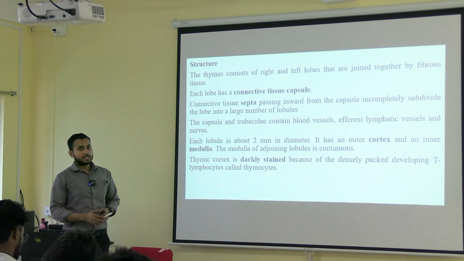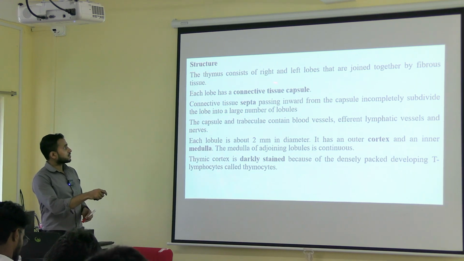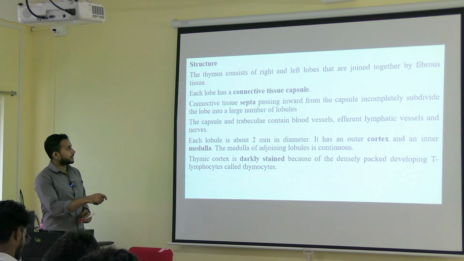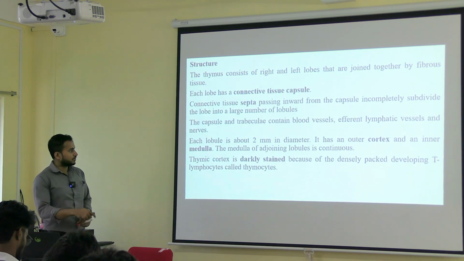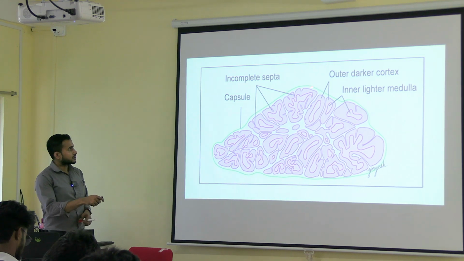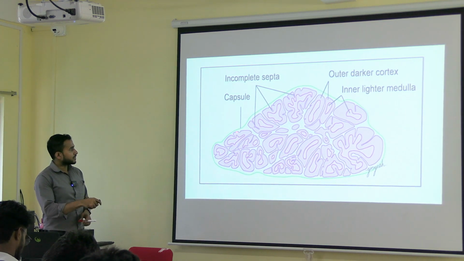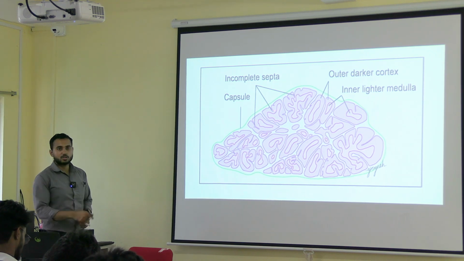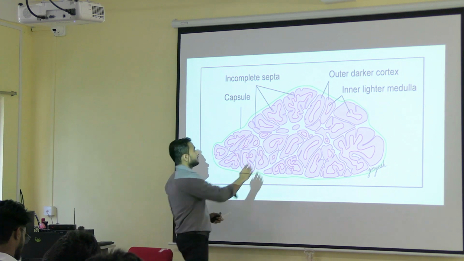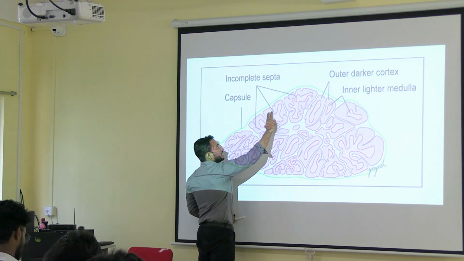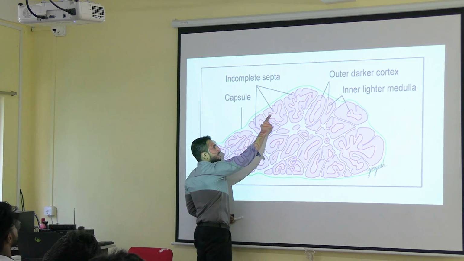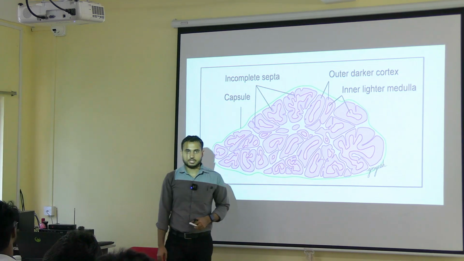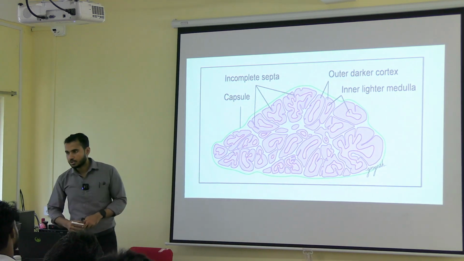In case of the thymus, as you can see, it consists of right and left lobes joined by fibrous tissue. A connective tissue capsule is there. Septa go and divide it into incomplete lobules. Here you can see the diagram. So this is the connective tissue capsule. From it, you can see the septa going and dividing it into incomplete lobules. For example, this is one lobule, this is another lobule. These are incomplete. This is cortex, this is medulla. Medulla is continuous with the adjacent lobule. This is one important identifying feature of the thymus.